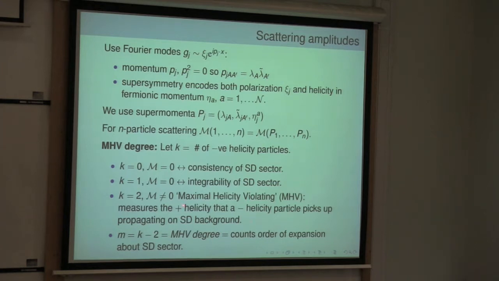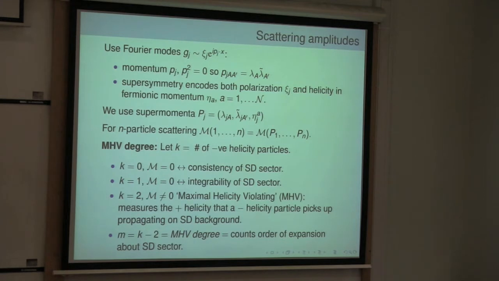And so you can think of this as being the positive helicity that a negative helicity particle picks up when it's propagating on a self-dual background. So this can be understood as a first-order perturbation away from the self-dual sector. And in general, the arbitrary MHV degrees count the order of expansion around the self-dual sector. Well, I will actually be quite explicit about that a bit later, so maybe I'll come back to that.